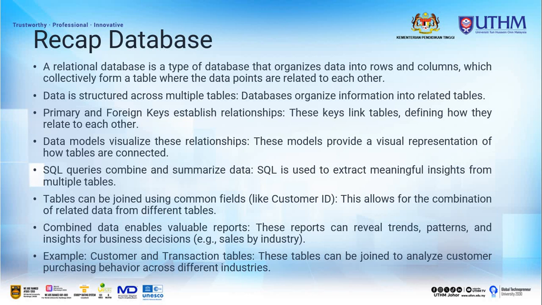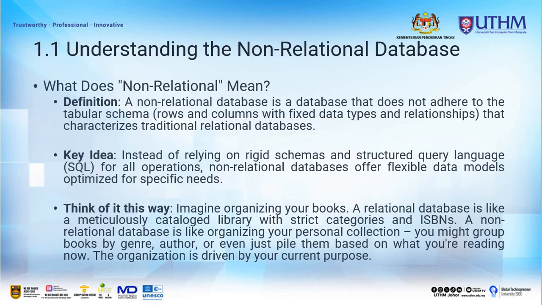For example, the customer and the transaction table. These tables can be joined to analyze customers' purchasing behavior across different industries. Each customer makes a transaction, so every single transaction belongs to one customer or more customers. From these transactions, we can analyze the purchasing behavior of the customers, which can be helpful for future decision making for certain organizations. So this is what we call a database. Generally, a database is a place where we store the data. Just remember that. Okay, let's go back to non-relational database.